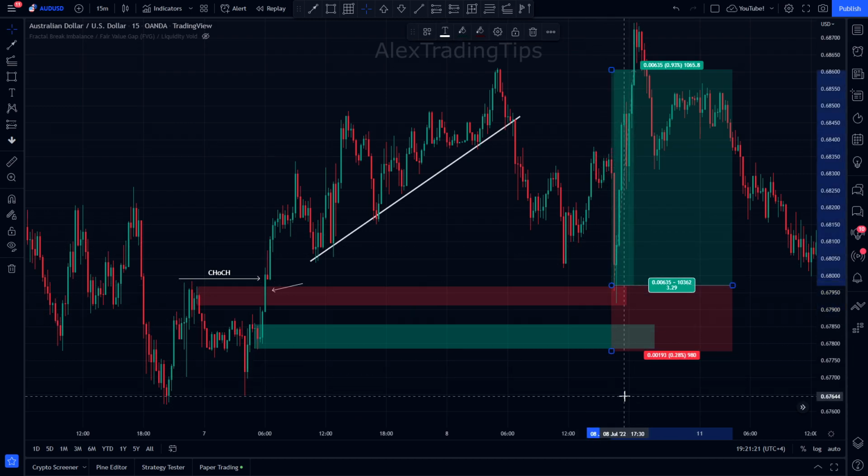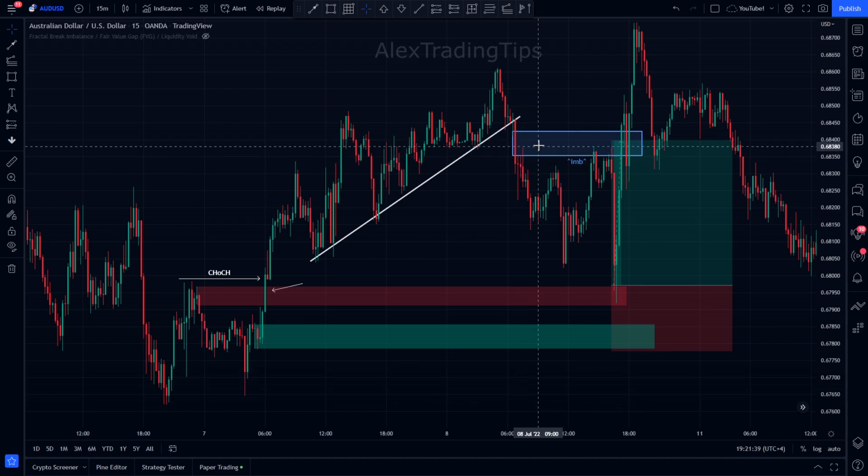But again, most traders actually use imbalances as points of take profit. Like in this case, for example, we have an imbalance right here which was left behind. It was wicked into before price continued lower after the break of this range and change of character from this uptrend. There was still a considerable gap left behind.